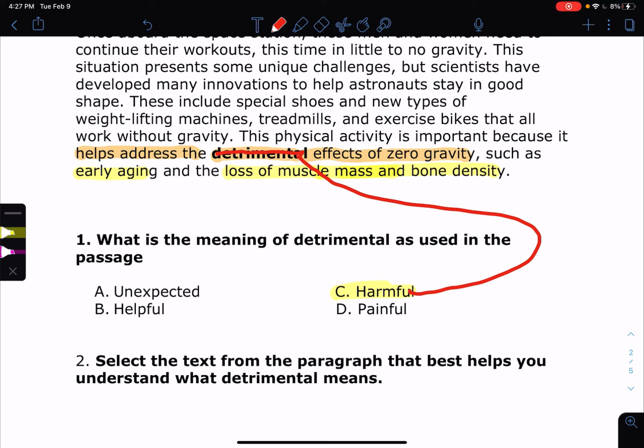You might think that it's painful, but early aging, I guess it could be painful, but it's not the best option because they're talking about how early aging is an issue. It's a problem. It's very harmful to people. And this is also harmful, okay? Maybe some of this is not painful, but it's not safe.